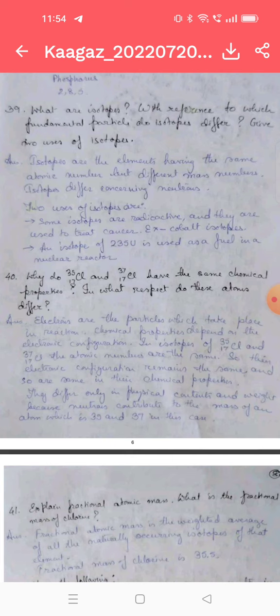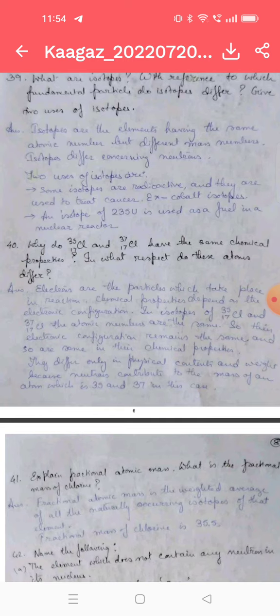Okay, and that's why their physical properties and weights differ, because the mass of the atom is contributed by the number of neutrons. So as the number of neutrons in the second case increases, the mass of the chlorine-37 atom will be more than that of the chlorine-35 atom.